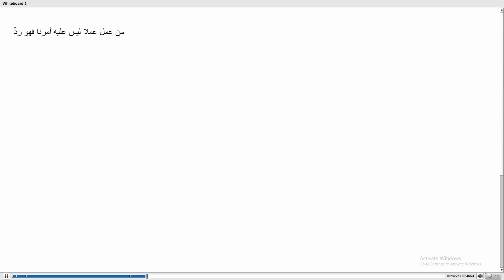Man amila amalan laysa alayhi amruna. And this is found in the Quran: using the verbal noun to express the receiver. As Allah subhanahu wa ta'ala said in Surah Luqman, هَذَا خَلْقُ اللَّهِ. This is what Allah created. So he used khalq, which is originally a verbal noun, for the meaning of the created. So this is the creation of Allah, not the creating of Allah. Yani this is what Allah has created. So show me what other than Him has created.